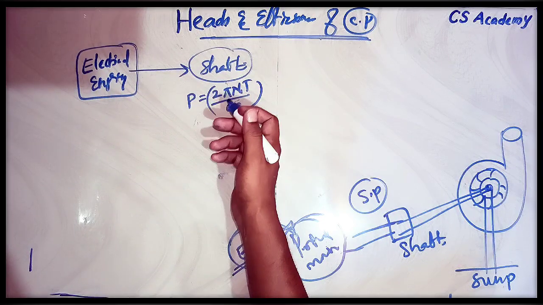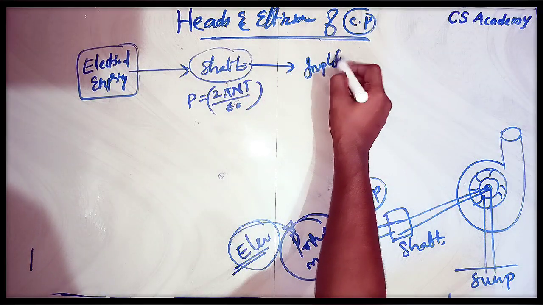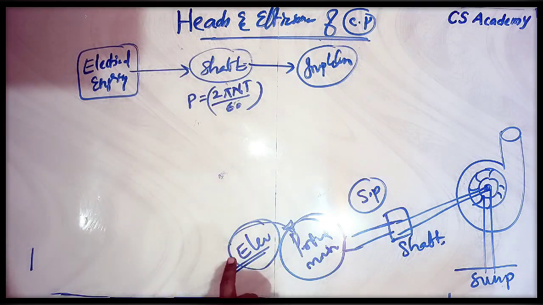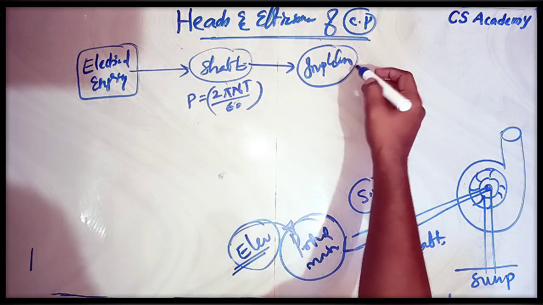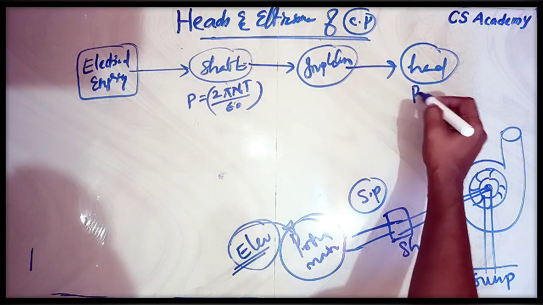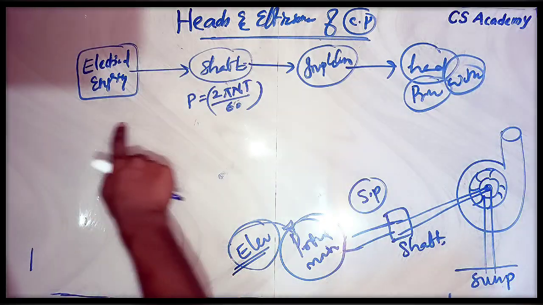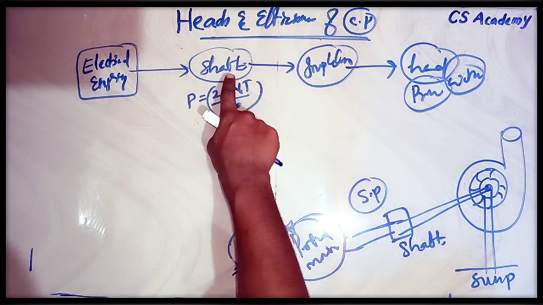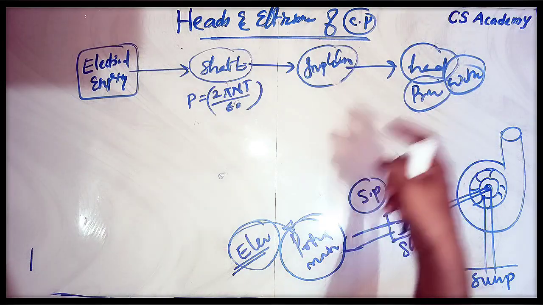First we are giving electrical energy to the shaft. The shaft is rotating, and this shaft is making the impeller rotate. Once we give electrical energy to the prime mover, it rotates the shaft, the shaft rotates the impeller, and the impeller develops the head. That is the pressure head, that is the water energy. These are the sequences in the centrifugal pump.